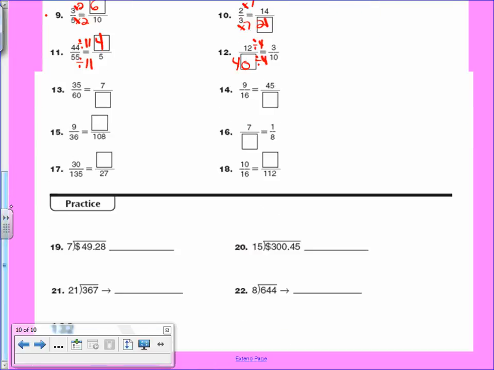Moving on. Going from a large number to a small number again. 35 divided by what equals 7? 35 divided by 5 equals 7. So 60 divided by 5 equals 12.